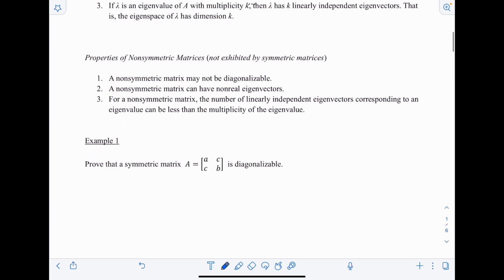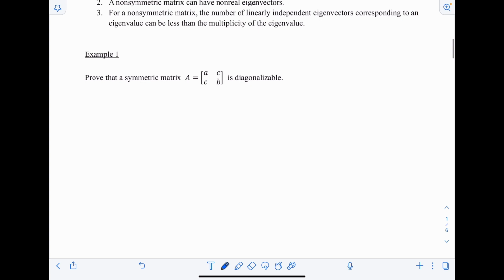All right. So our first example, we're going to prove something. We haven't done a lot of proofs in this class, but I thought this would be a good proof to look at. It says prove that a symmetric matrix A given by [A, C; C, B] is diagonalizable. So like always, we're going to find the characteristic polynomial and use that to investigate the eigenvalues. In this case, we have letters, not numbers, so we won't be able to actually find the eigenvalues, but through the process of finding the characteristic polynomial and looking at what its roots might be, we'll be able to infer some things about those eigenvalues.